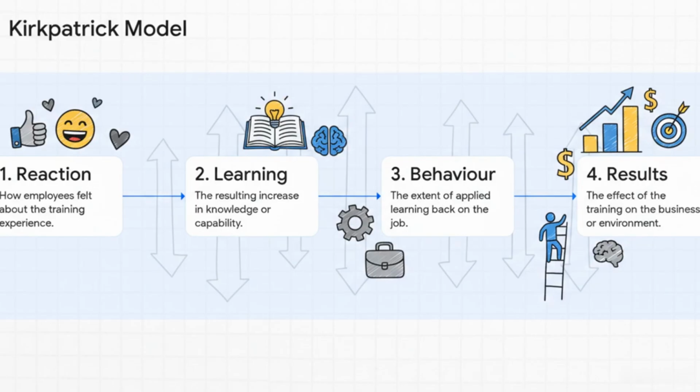First up is the heavyweight champion, especially in training, the Kirkpatrick model. It gives us 4 levels to work through. Level 1 is reaction, the gut check. Did people like the training? Level 2 is learning. Okay, they liked it, but did they actually learn anything new? Level 3 is behavior. This is huge. Are they taking what they learned and actually using it back at their desks? And finally, level 4, the big one, results. Did all of this new behavior actually make a tangible difference to the business?